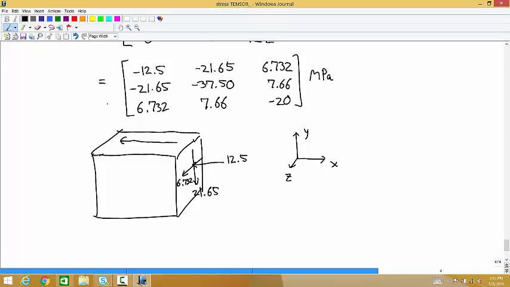On the y face we have 37.50 going into the face, 21.65 to the left, and then 7.66 in the z direction. Then we have 6.732 to the right, and a force into the z face, a stress of 20.